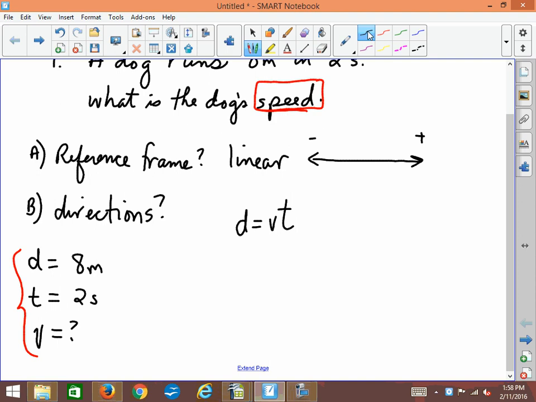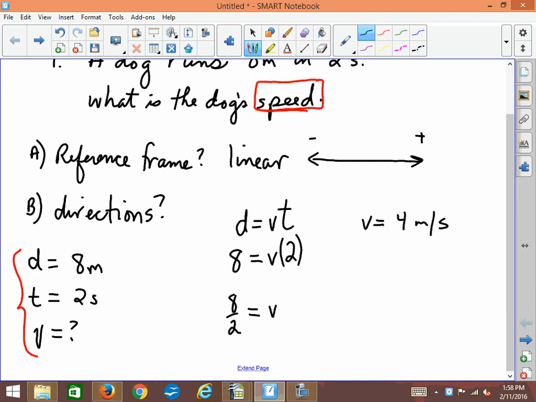Now I don't have to change this into V equals D over T, right? I just jump right in. I use this formula. I put the 8 where the D is. I put the V where V is, because I don't have a number for it. And the 2 goes where the T was. If you want, you can put brackets around it or whatever. Well, now I have to divide both sides of this equation by 2. So I divide by 2 to get V, and I end up with, I'll put it over here, V equals 4 meters per second. And that's the speed the dog is going.